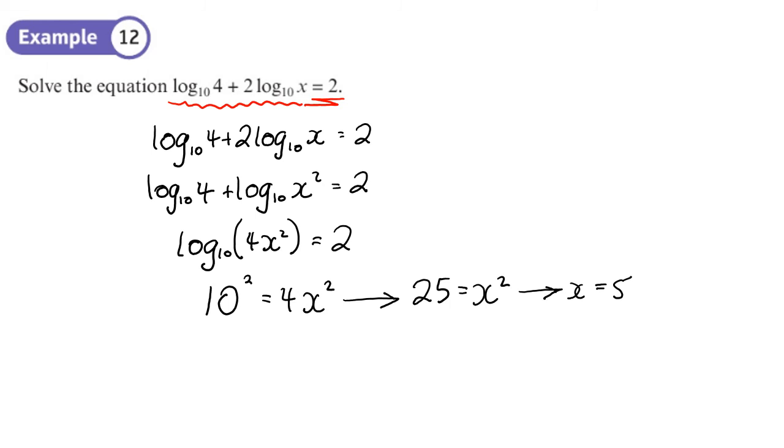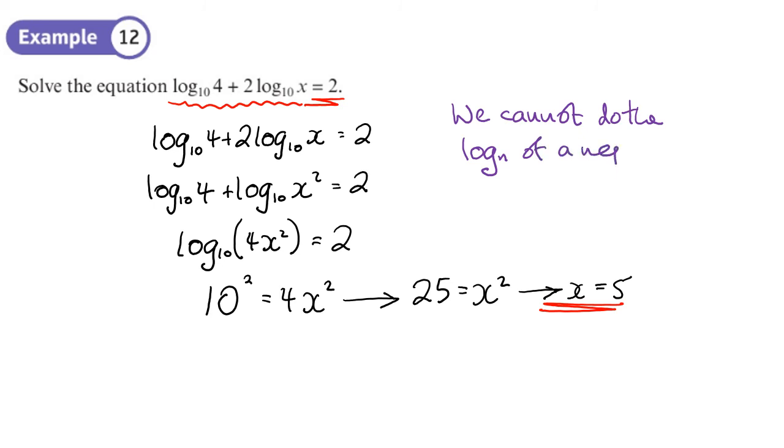Now the reason we don't have negative 5 is that you can't do the log of a negative number. I've got an x there and I can't do the log of a negative number, so it might be worth making a note of that. So we cannot do the log, whatever base it is, let's call it base n, of a negative number. It's not defined for it. It will just come up error on your calculator.